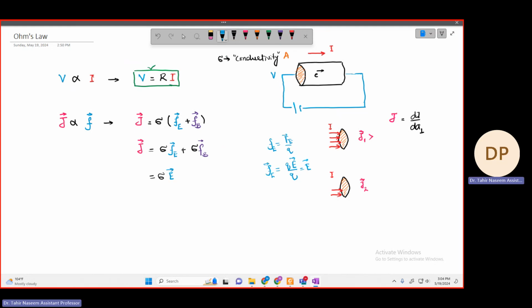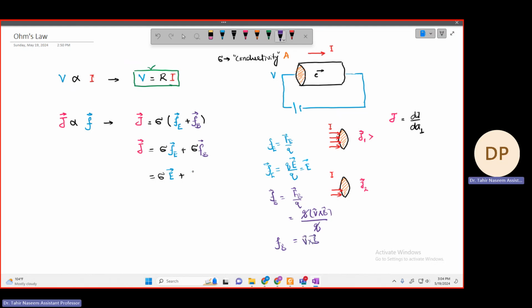And what will be the Fb? Magnetic force. In the case of magnetic force, I can write Fb divided by Q. And what is Fb? That is Q V cross B, the magnetic force experienced by a single charge, divided by Q. Q cancels with Q, and Fb per unit charge will be V cross B.